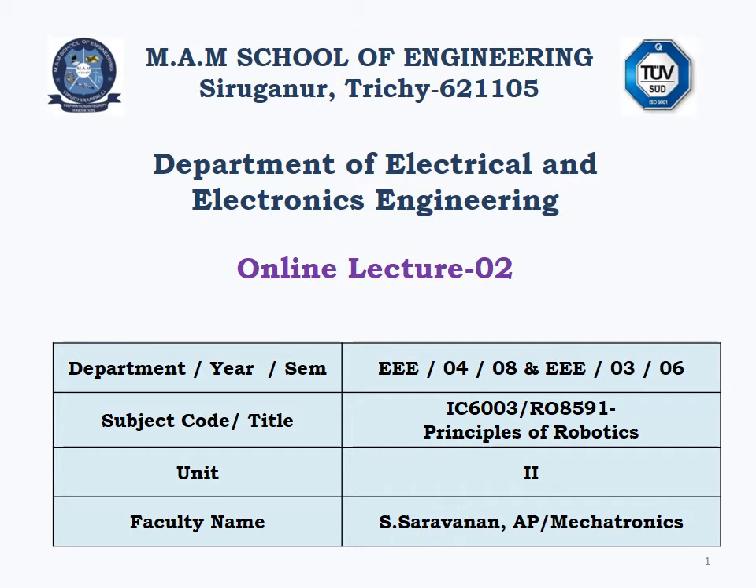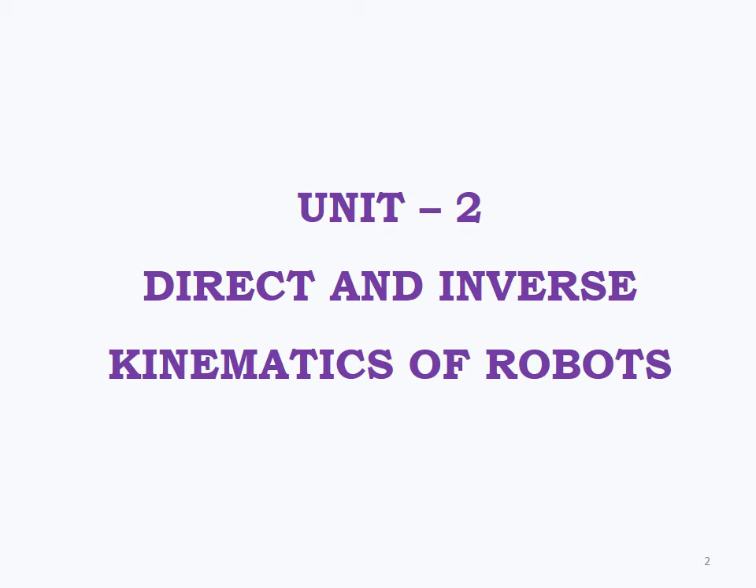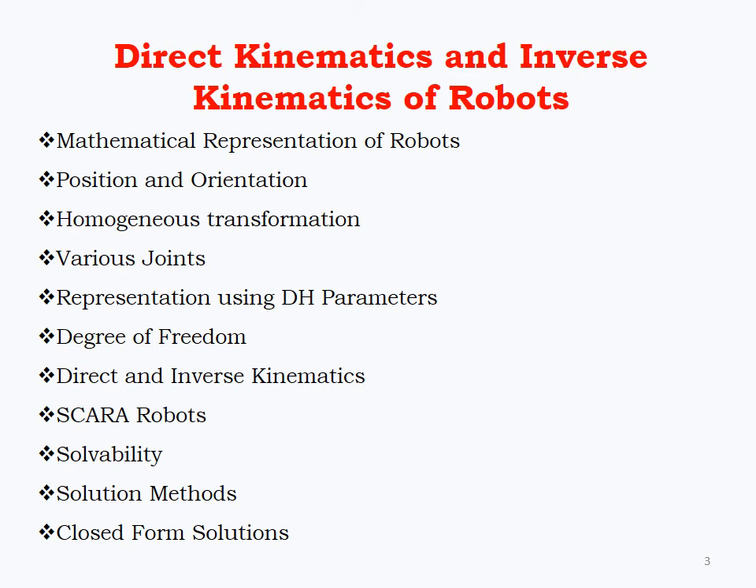MEM School of Engineering, Department of Electrical and Electronics Engineering. Subject code IC 6003 and RO 8591, Principles of Robotics, Event number 2, online lecture 2: direct and inverse kinematics of robotics. In this unit, we are going to discuss direct kinematics or forward kinematics and inverse kinematics of robotics.